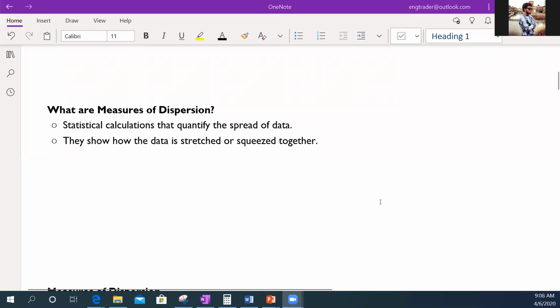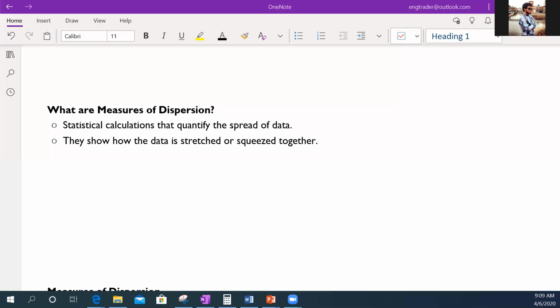So we're talking about measures of dispersion. Usually when we get data, it tends to go towards a particular value. That's what we call the measure of central tendency, where the data go towards. But there's also the measure of dispersion.